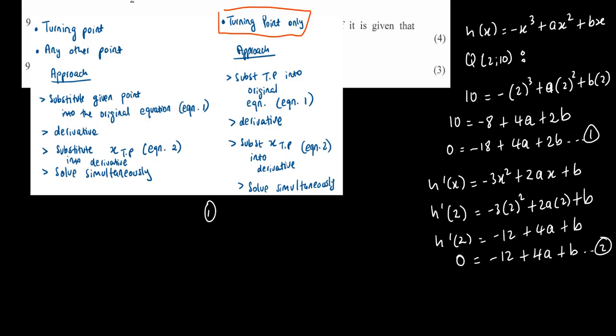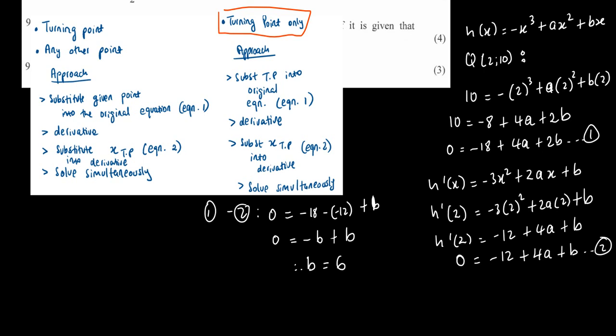Guys, remember you can always use substitution and so on, but I'm just using elimination. 4a minus 4a is 0. 2b minus b is b. So negative 18 minus negative 12 is going to be negative 6, plus b. Now I can't see the difference between b and 6, so my b is going to be 6.